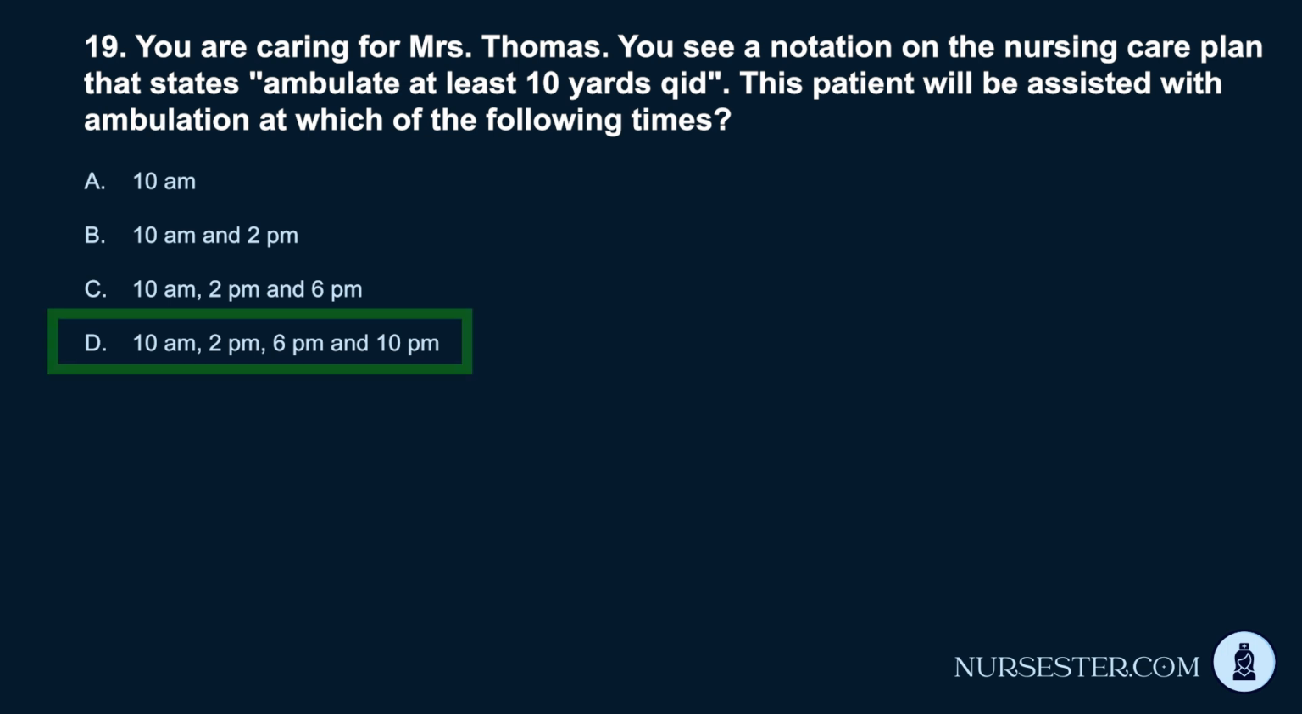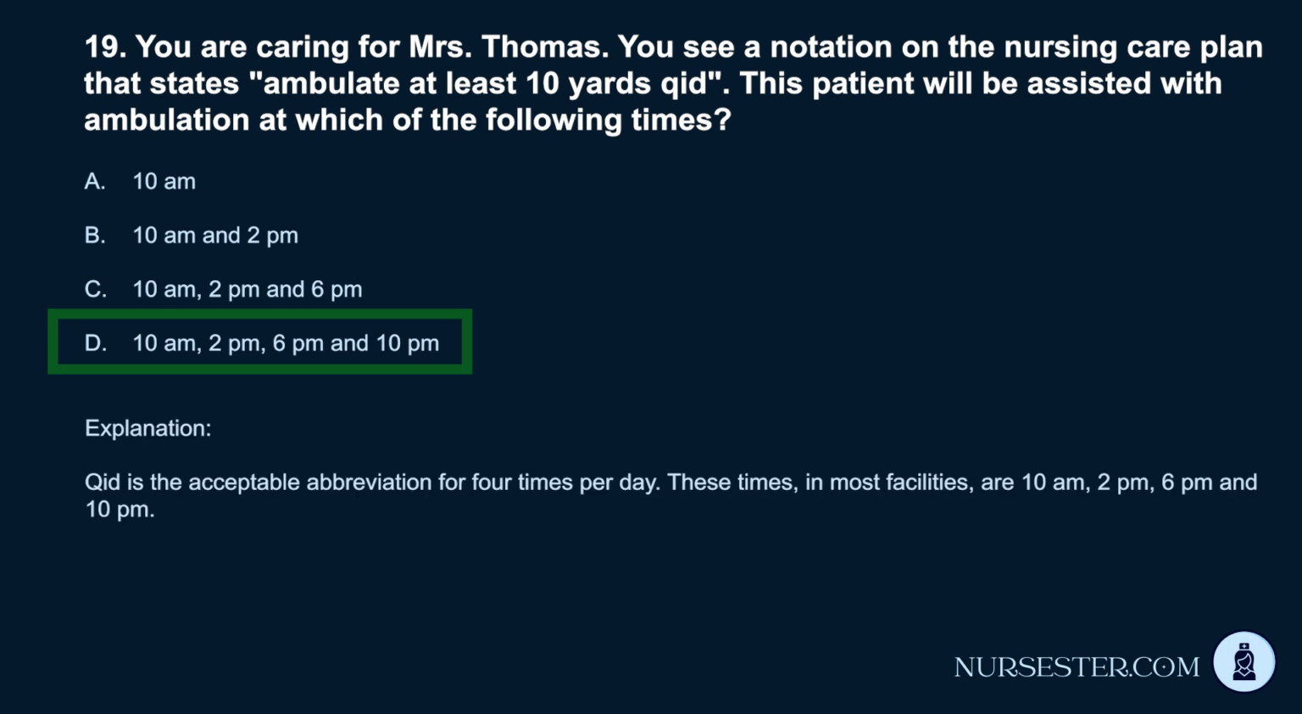10 a.m., 2 p.m., 6 p.m. and 10 p.m. QID is the acceptable abbreviation for 4 times per day. These times, in most facilities, are 10 a.m., 2 p.m., 6 p.m. and 10 p.m.